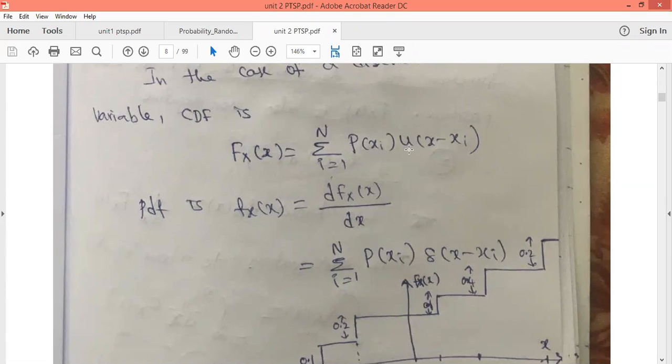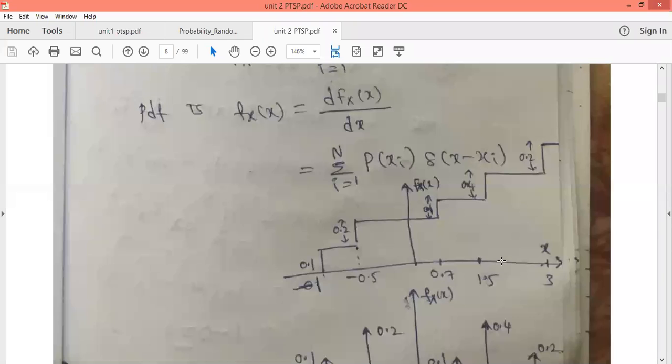So the derivative will be applied to the step signal. Just now we have discussed that the derivative of the step signal is nothing but the impulse signal. So here we will be getting the impulse function del of x minus xi. So summation i equal to 1 to n p of xi del of x minus xi is what we will be getting for the probability density function.